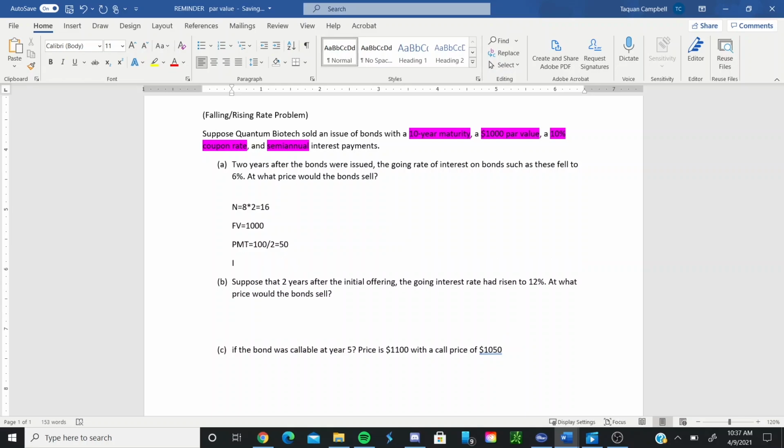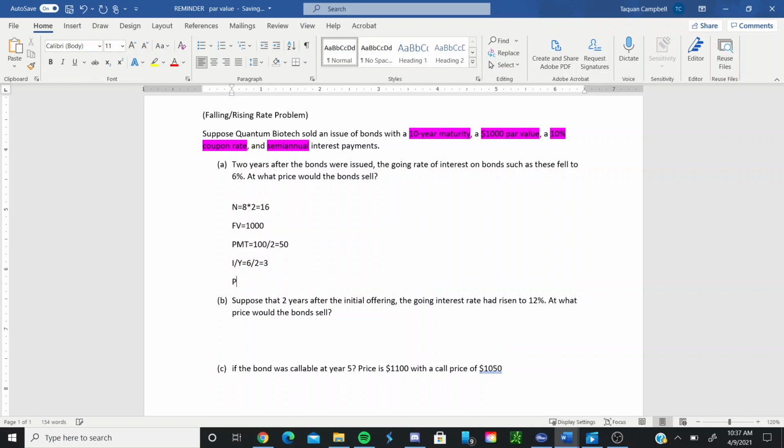So next, you put our yield or interest rate, which is 6%, and you divide that by 2 since it's semi-annual. So we should get 3%. Next, we just have to find our PV. That was the point of the problem: at what price would the bond sell?